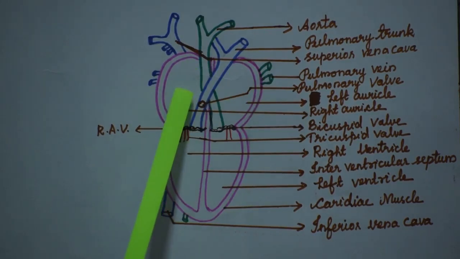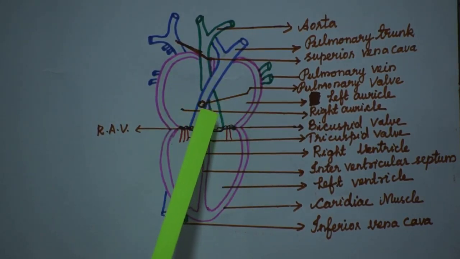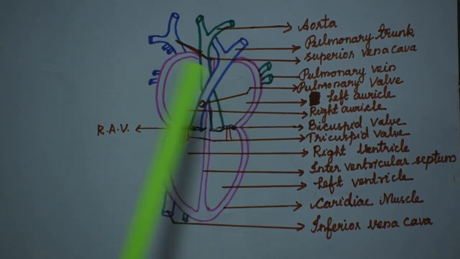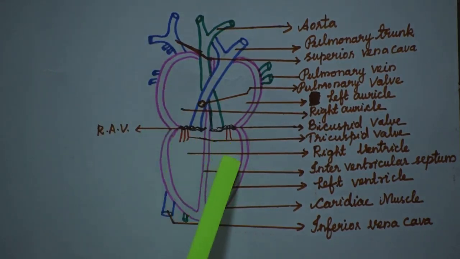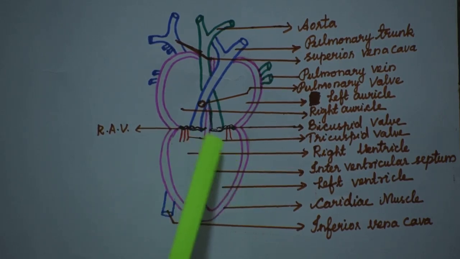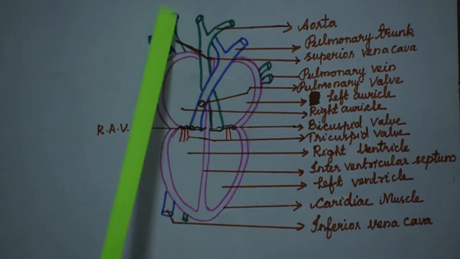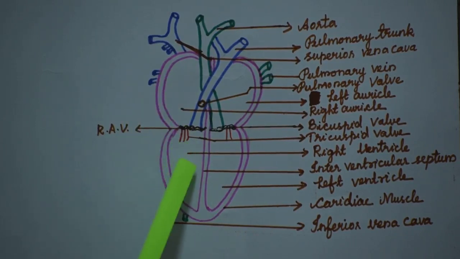The right auricle and the left auricle are divided by a partition called interauricular septum. Then the lower chambers are called ventricles, right ventricle and left ventricle, divided by a partition called interventricular septum. Right half of the heart means right auricle and right ventricle.